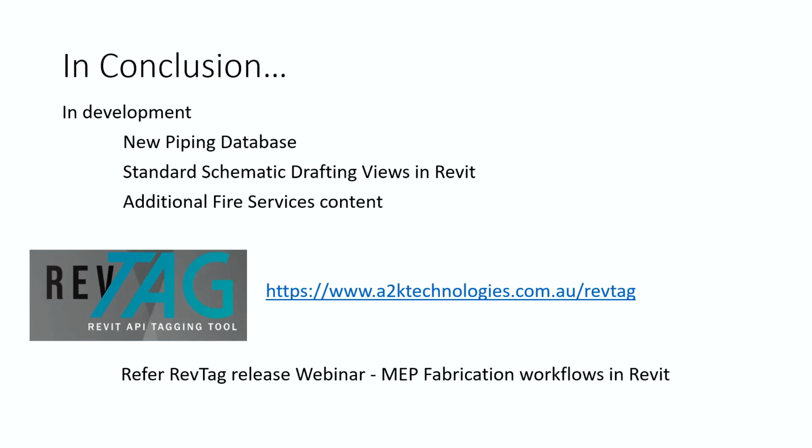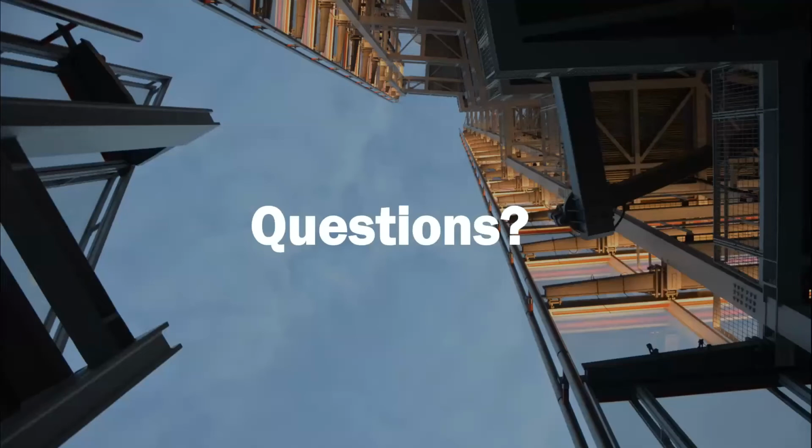As you can see down the bottom there, you can also refer to a webinar we did a couple of months ago. If you go to the A2K Technologies YouTube channel, there's a library of all of the webinars recorded there. There's one called MEP Fabrication Workflows in Revit, a recent one about 2 months ago. That has demonstrations of the version 5 features in RevTags, a whole lot more than what I showed you today, in terms of numbering and tagging, not just duct and containment and pipe, but also air grills and mechanical equipment and other items as well. Alrighty. With that being said, we might open it up for any questions.